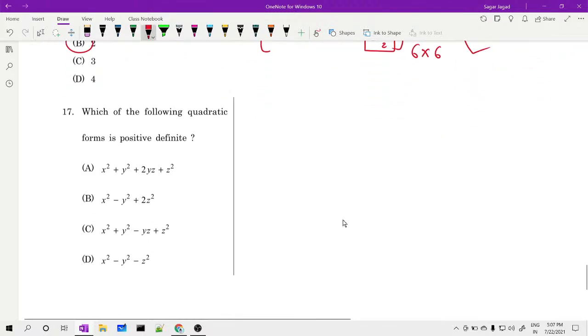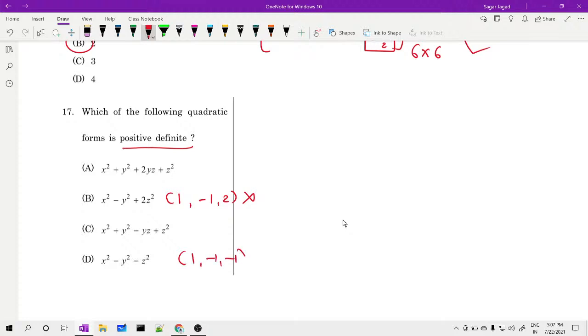Which of the following quadratic forms is positive definite? First of all, we'll try to write positive definite, right? In this case, the eigenvalues are 1. In this case, 1, minus 1 and 2 are the eigenvalues, so it cannot be positive definite. In this case, it is 1, minus 1 and 1, so this also cannot be. So in these two cases, we are just worried.